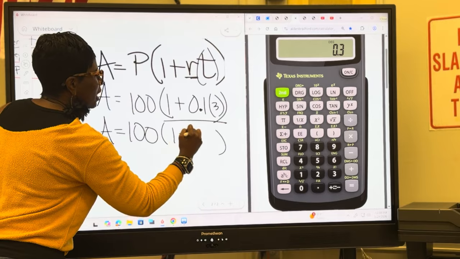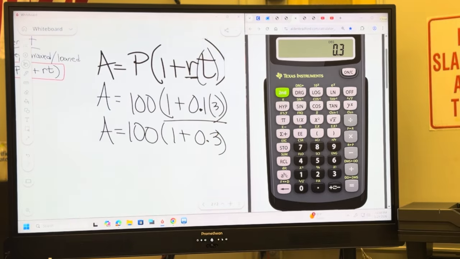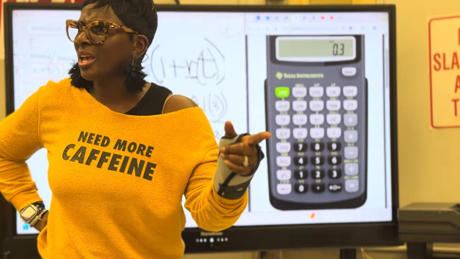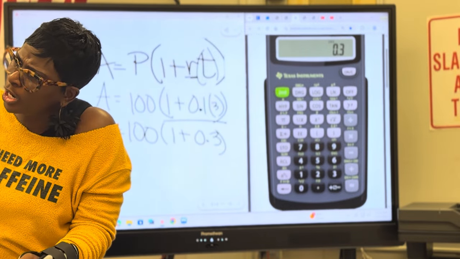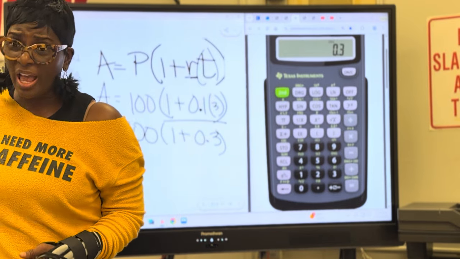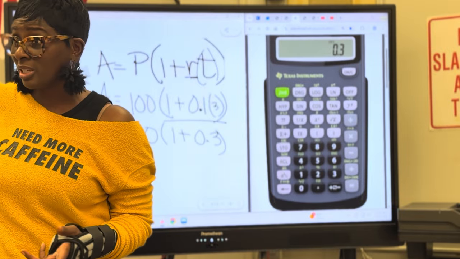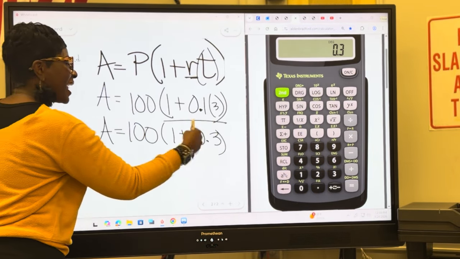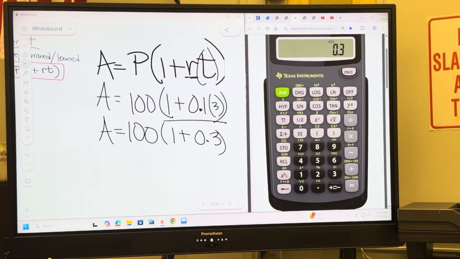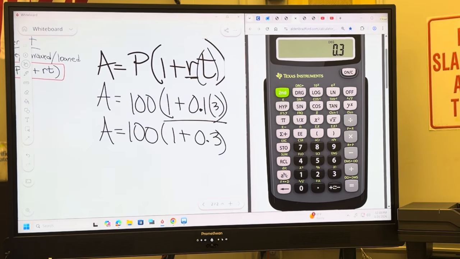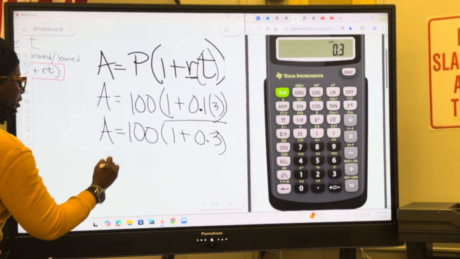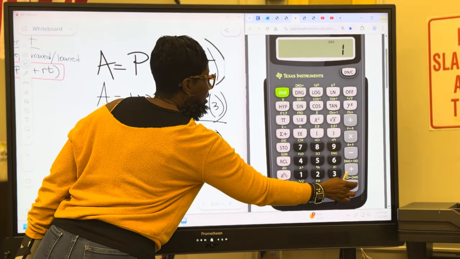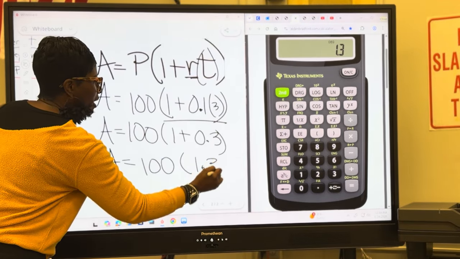So now I'm going to have 1 plus 0.3. What does that 0.3 really represent? It's 30%. It's the 10% each year for 3 years, which gives us 30% total that he's going to owe me. Does that make sense? All right. So now when I take a whole 100% and add 30%, what am I going to end up with? 1.3, or 1.30, which is 130%, right? So now we have A equals 100 times, I'm adding my 1, and we have 1.3.